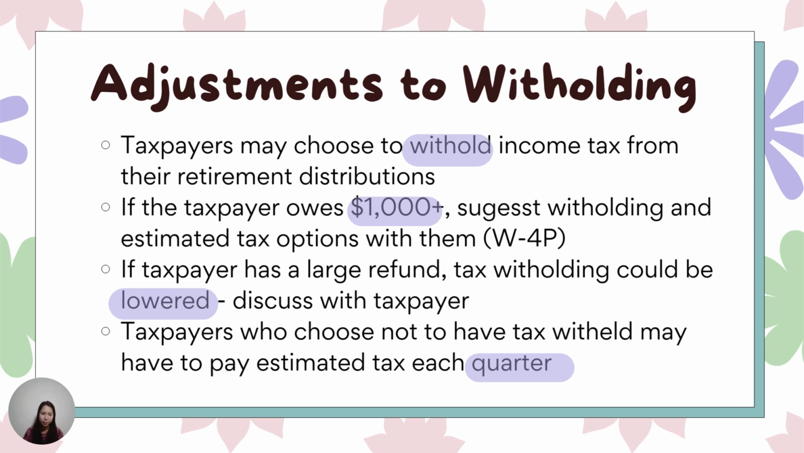If the taxpayer had a large refund, you should suggest lowering their tax withholding and discuss this with the taxpayer, meaning they shouldn't have as much withheld because they have a really large refund and they're going to get that money back anyway. Taxpayers who choose not to have their tax withheld may have to pay estimated tax each quarter.